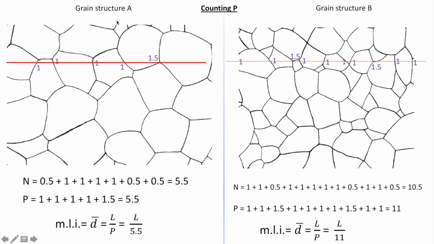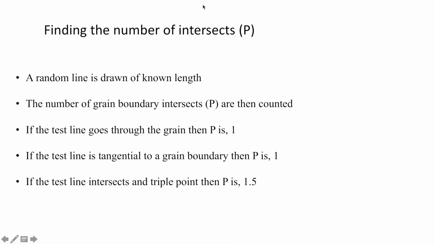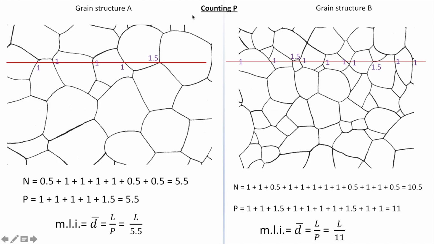How does this work? Well, again, we've got exactly the same grain structure A and B. But now we're going to count P, the number of intersects. So there's no grain boundary intersected in this grain here. Our first grain boundary intersect is here, 1. Our second one is here, our third one is here, our fourth one is here. Now we hit a triple point where 3 grain boundaries hit each other at this point here, and we call this 1.5.